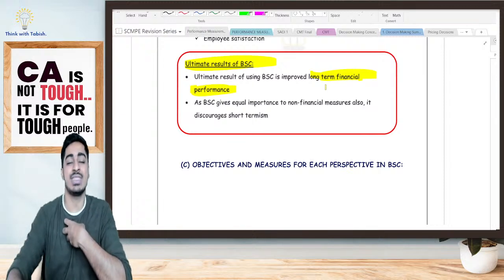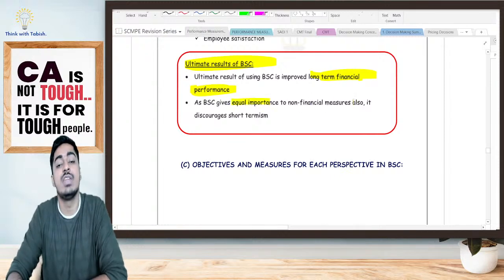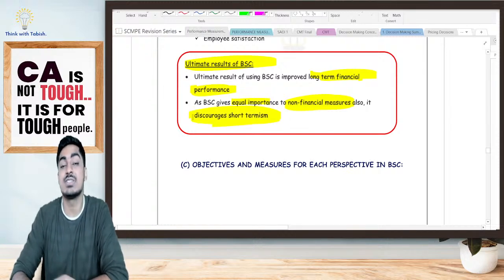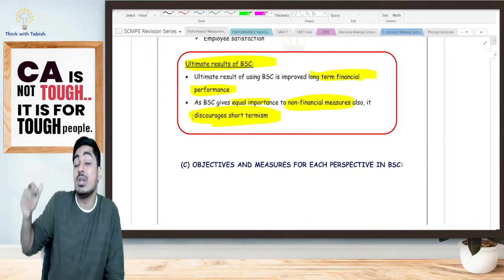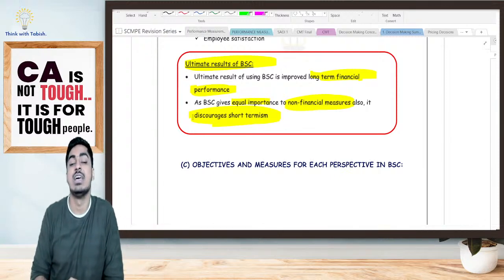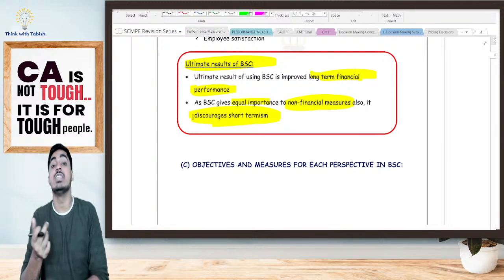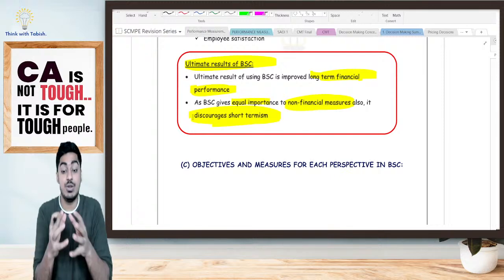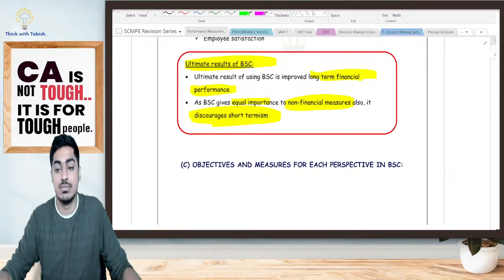Yes or no? Again, as balanced scorecard gives equal importance to non-financial measures also, it discourages short-termism. Otherwise, if I was considering only financial measures, I am only looking at current period profit. I am not looking at what is going to happen in the next period in the long term. However, in balanced scorecard, profit financial measure is considered, but along with that, other measures are also considered. So, organization will not just be looking only short term; it will be looking on a broader perspective. Is it clear, everyone?